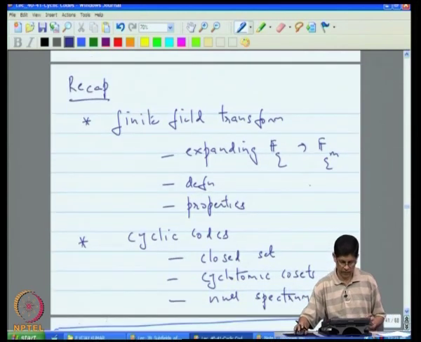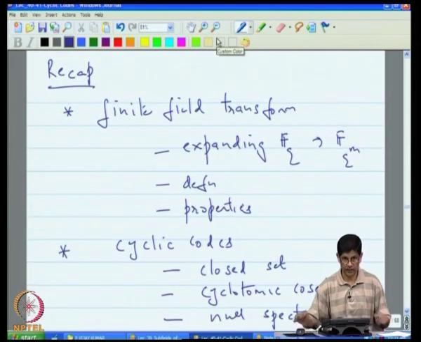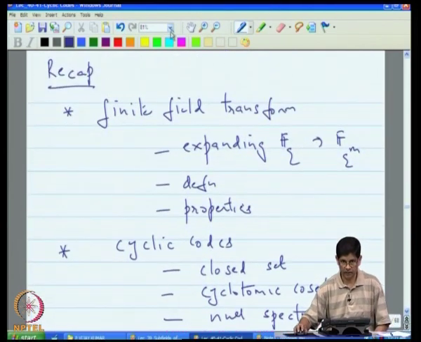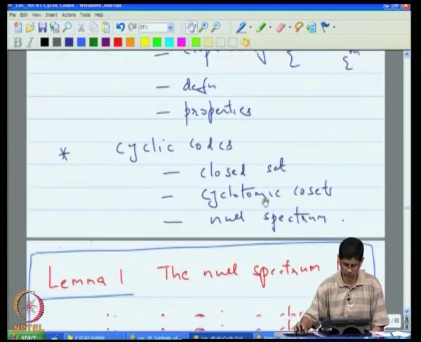Okay, so this is a rather quick summary of what we did last time. We looked at finite field transforms. The first was the expansion of the finite field to find an element of order n. Then we gave the formal definition of the transform. We looked at its properties.